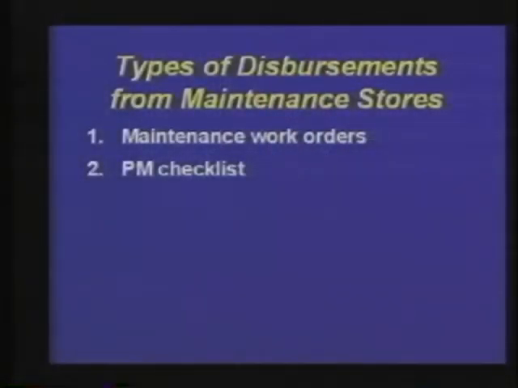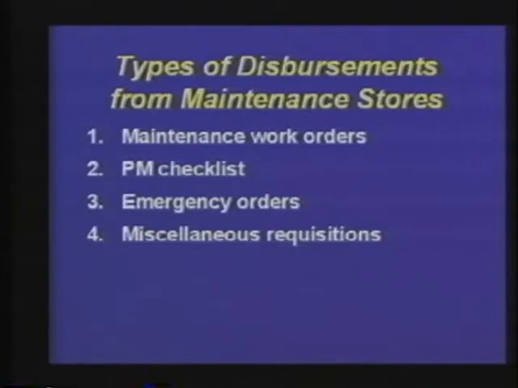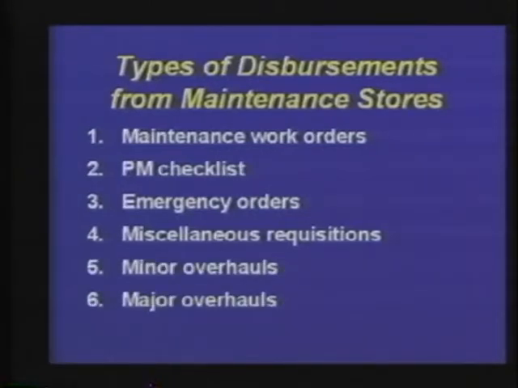The first one are standard maintenance work orders, which would be unplanned. Second is the PM work orders. Third would be truly those emergencies, which likewise are unplanned. Fourth is the miscellaneous requisitions, would be unplanned. And then 5 and 6 would address the major and minor overhauls, which are planned.